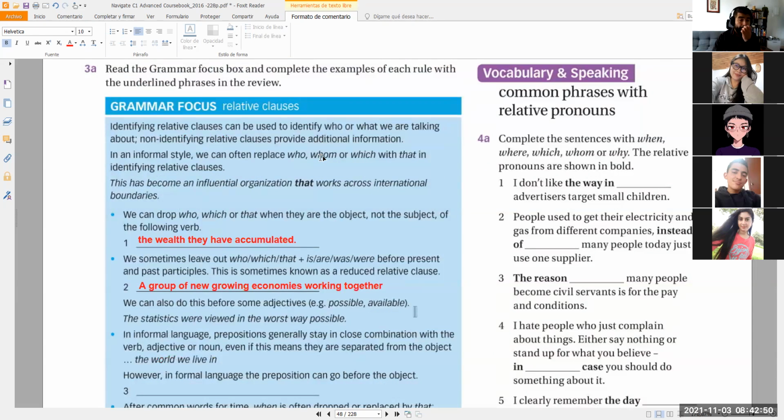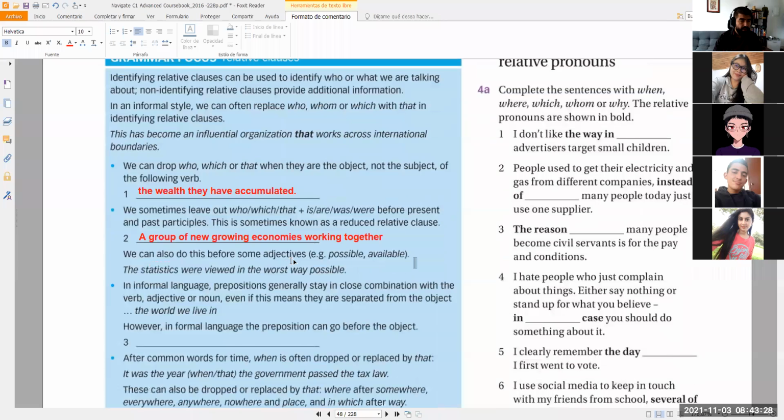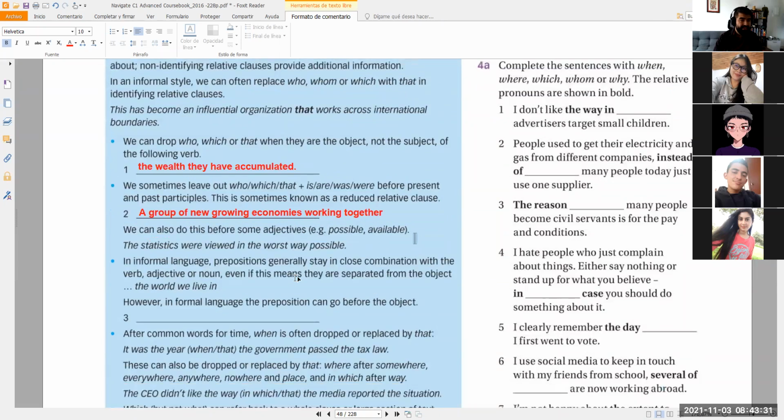Well, we can eliminate both that and the verb here, the pronoun, I'm sorry. We can eliminate the pronoun and also the verb. Once again, if we say a group of new growing economies that are working together, that is absolutely right. But we can also reduce it in those cases. If you guys are not sure if you can really reduce it, you can leave it like that. But as you can see, we can use fewer words. So a group of new growing economies that are working together, we just eliminate that and are, and it becomes a group of new growing economies working together. You see, that is how it goes.